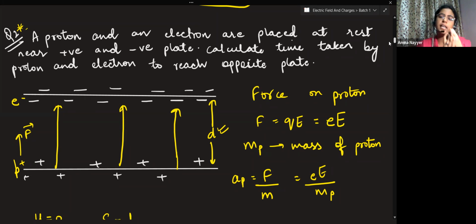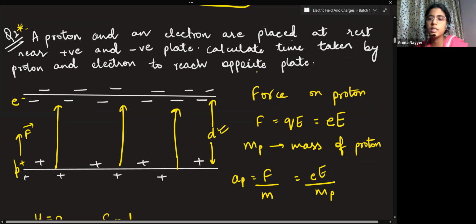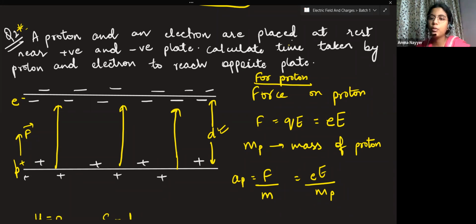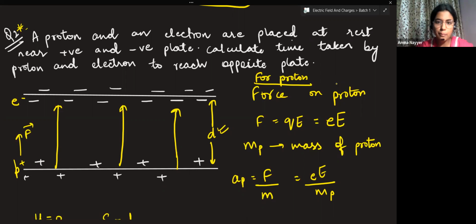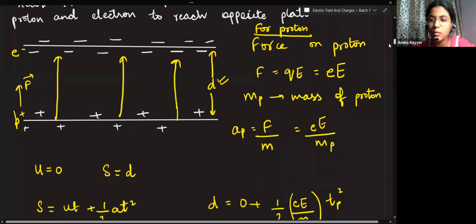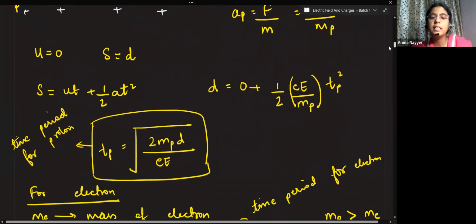Now see, let us take first on proton. This is the case for proton. So the force in case of proton, this will be QE. Q means the charge on proton, that is electronic charge, and electric field is capital E. So force will be QE. mp is the mass, so acceleration is force by mass, and we get the acceleration value as eE by mp. Then the distance between both of them is small d.